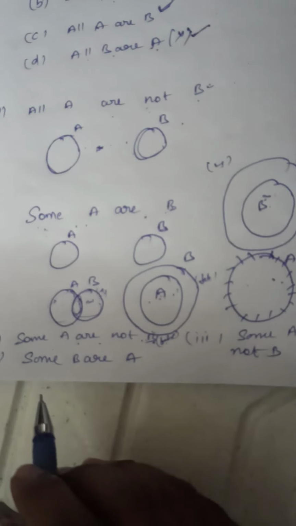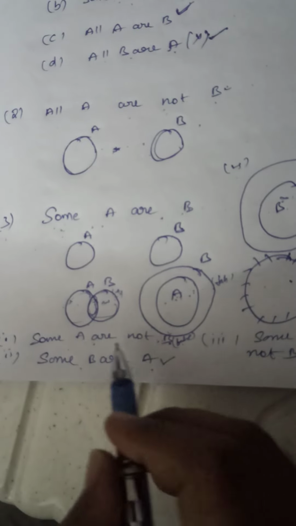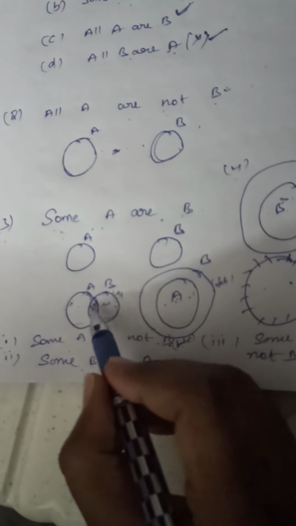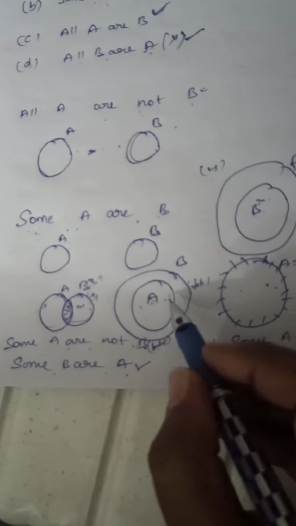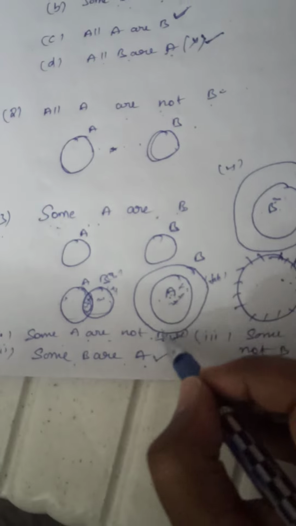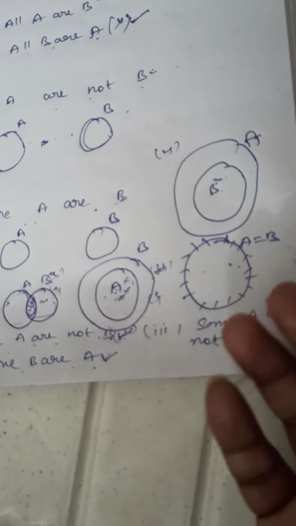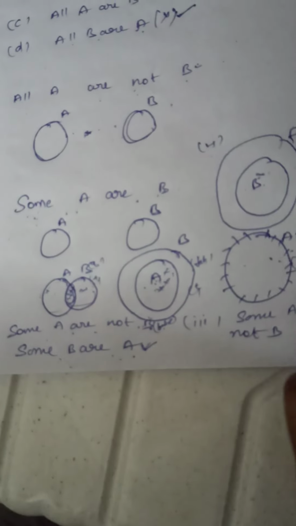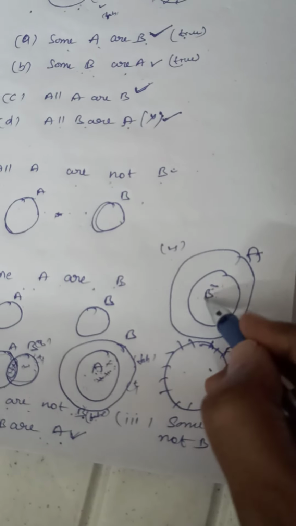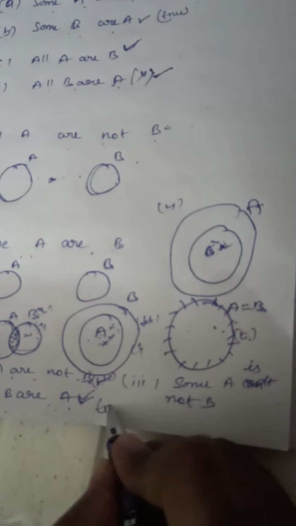And the second statement: some B are A. We will see for this. There is a common portion between them, so some B's are A. It is true for this possibility. Here also there is a common portion, so this is also true. For A is equal to B, we can say some A is equal to B means some B are A. It is always true. From this conclusion also, we can say there is a common portion between A and B. So this is true for all possibilities, which means this statement is true.